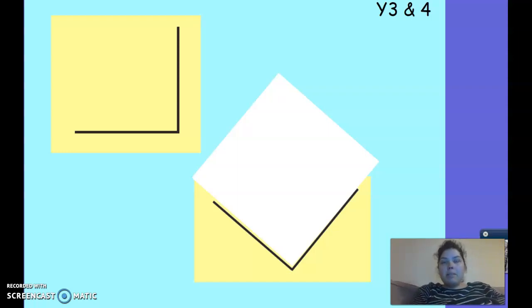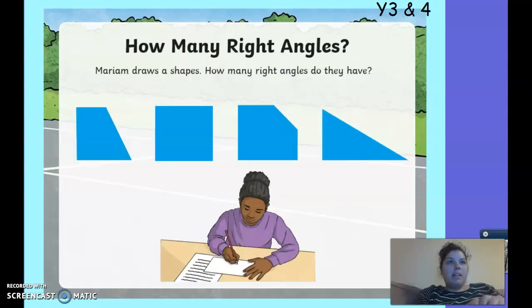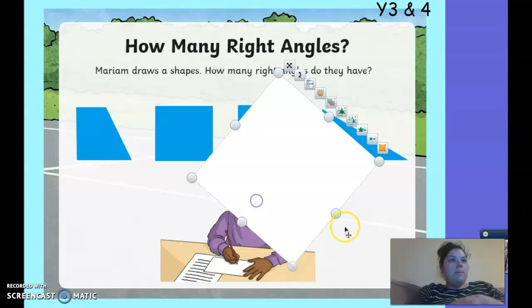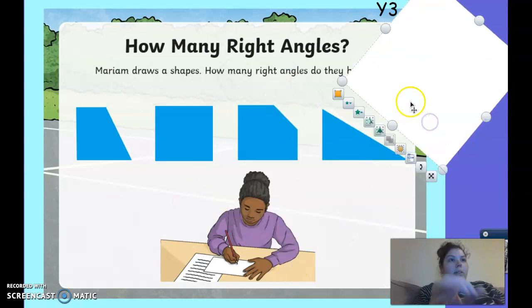So you get yourself a piece of paper now. I'm going to have a look at some shapes on the next page and we're going to see how many right angles are there. So get your piece of paper. I'm going to get mine from this page. And I want you, with your piece of paper, to see if you can identify how many right angles are in these shapes.